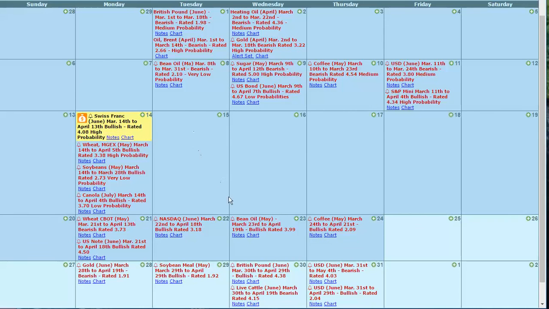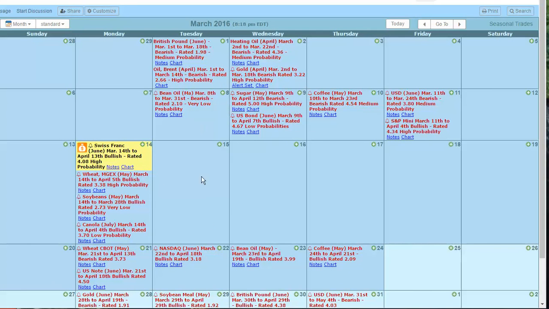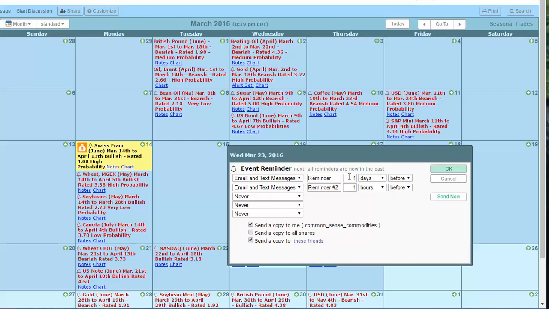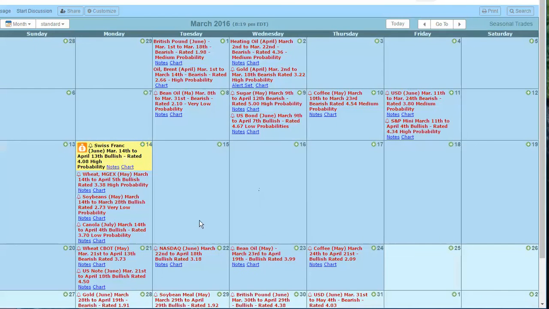And by the way, you'll see that there's little reminders that are set up here. All right. Here's reminders on bean oil, NASDAQ as an example. So on bean oil, I've set up different reminders that will go out. As an example, if you subscribe to the reminders portion, you'll see that the reminders are set up to go out 1 day before, and reminder number 2 is 1 hour before. All right. So if a seasonal trade pops up on the 22nd, you'll be reminded on the 21st and again on the 22nd that there's a seasonal trade.